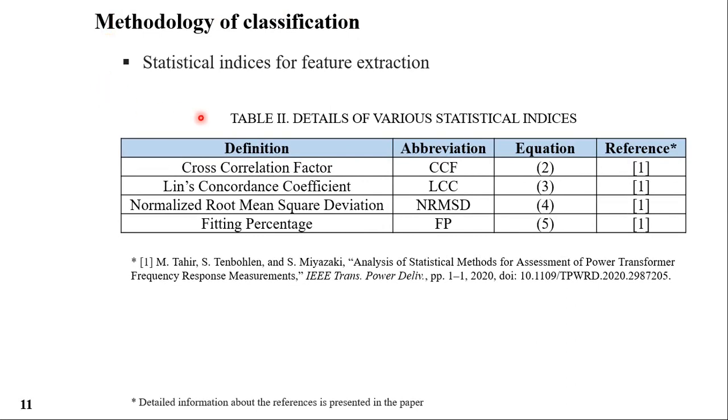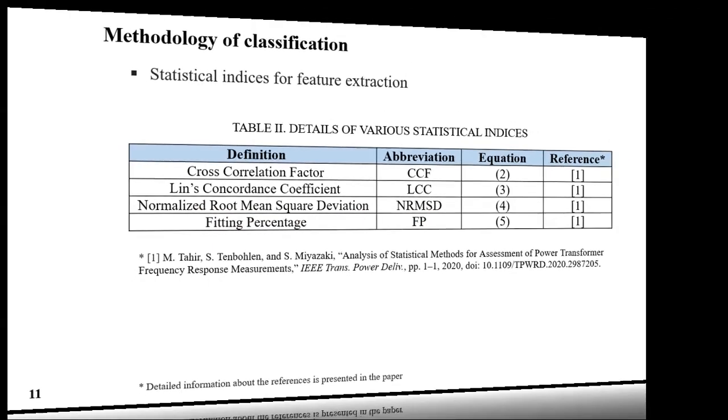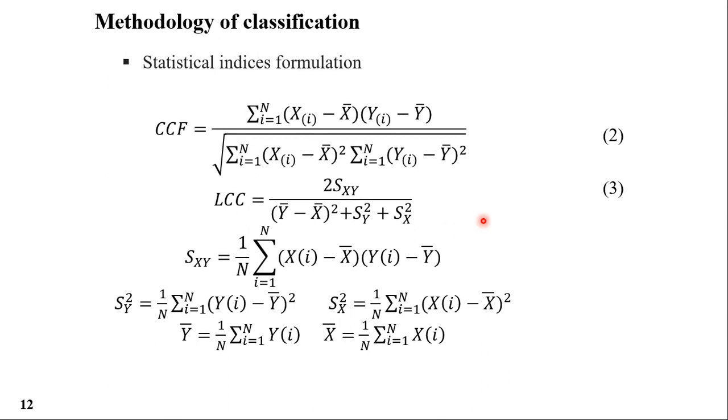Here you can see the statistical indices used to extract the feature vectors from the FRA traces. As you can see, we have used the cross correlation factor, CCF, Lin's concordance coefficient, LCC, normalized root mean square deviation, NRMSD, and fitting percentage, FP, indices to extract the feature vectors. The formulations of the statistical indices in this study are as follows.